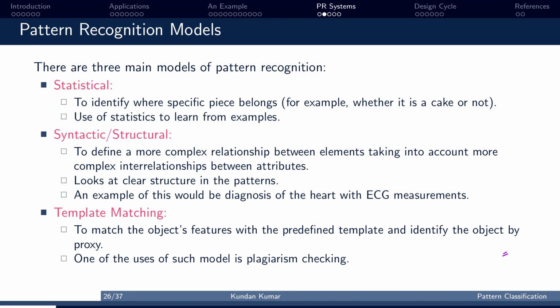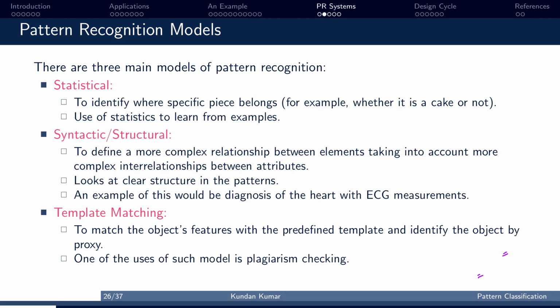So you will study these three pattern recognition models. Sometimes you will find an application where multiple types of pattern recognition models are considered, that means an application where statistical and structural pattern recognition models are combined to perform a specific task.